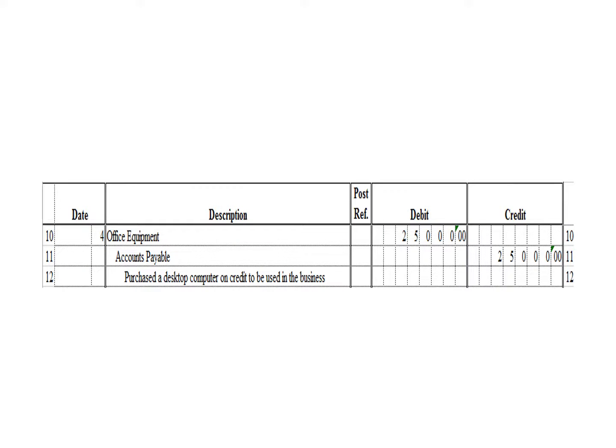To journalize the March 4 transaction, first we have to write the date. So under the date column, we write 4 for March 4. We debit office equipment for 25,000 pesos. We credit accounts payable, 25,000 pesos, because that's how we increase a payable. If we want to increase a payable, we credit it. Then write the description, purchase a desktop computer on credit to be used in the business.